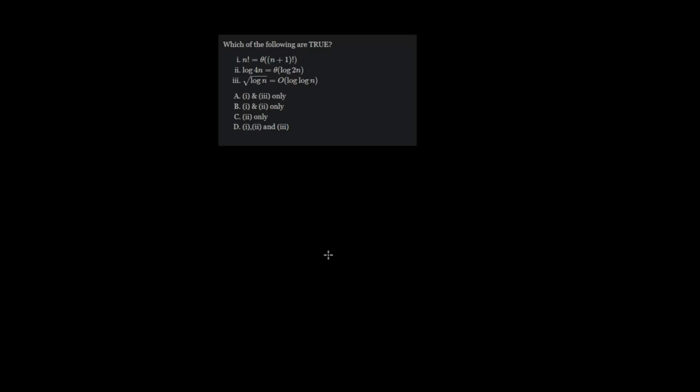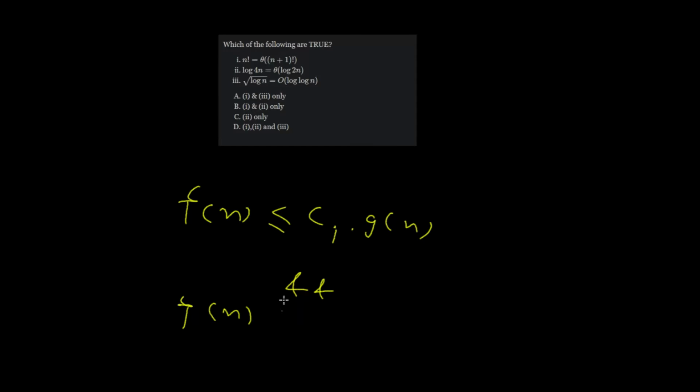Theta is when the function of n is equal to c1 dot g(n) and c2 dot g(n). So if function 1 is less than or equal to another function with some constant added, or function 1 is greater than function 2 with some constant added, then it will be theta notation.